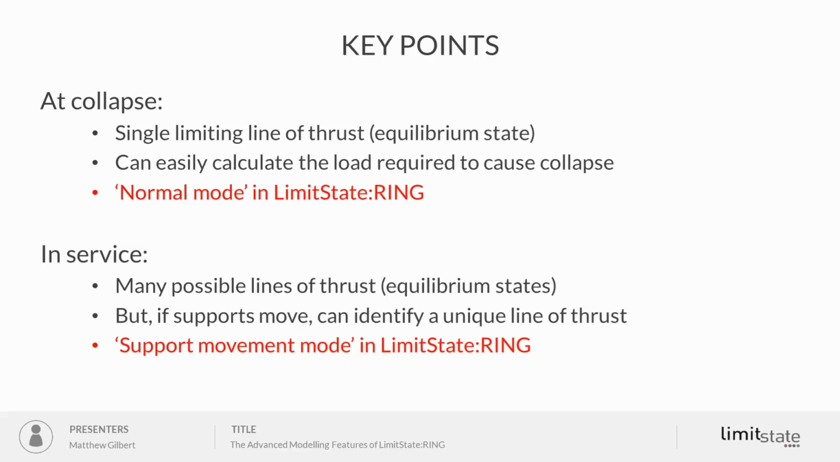However, in service, when you're some distance away from the collapse state, which is obviously what you'd like to be in service, there are many possible lines of thrust or equilibrium states. However, if the supports move, we can identify a unique line of thrust, and that's basically what we take advantage of in the support movement mode in LimitState Ring, and we'll come to that shortly in the webinar.